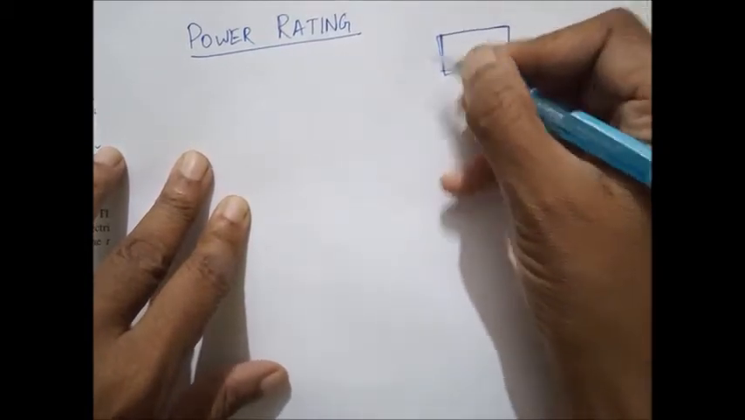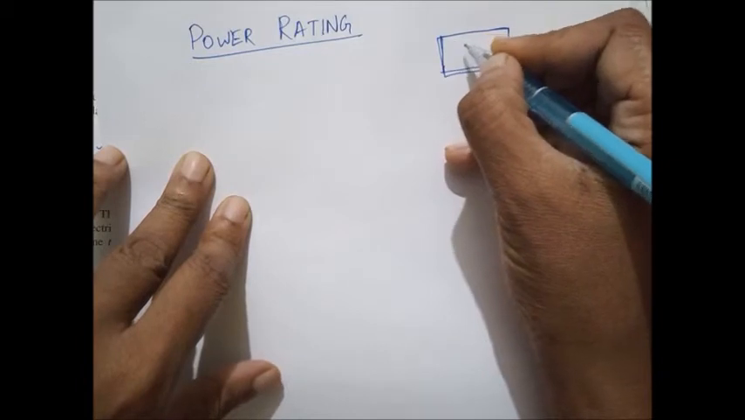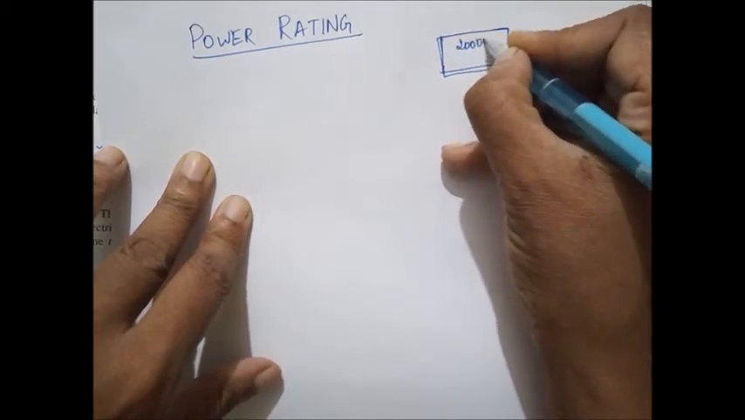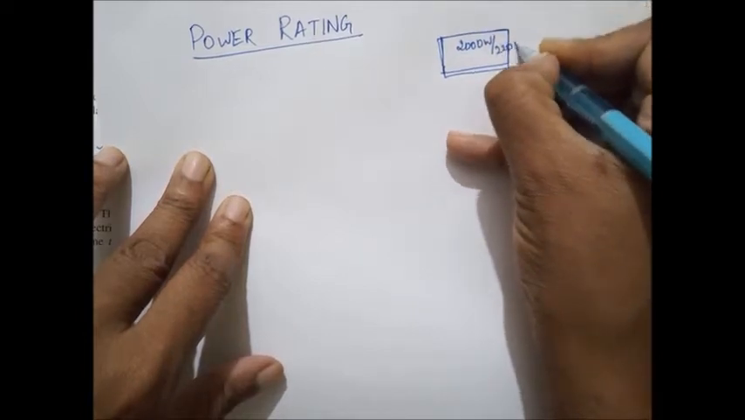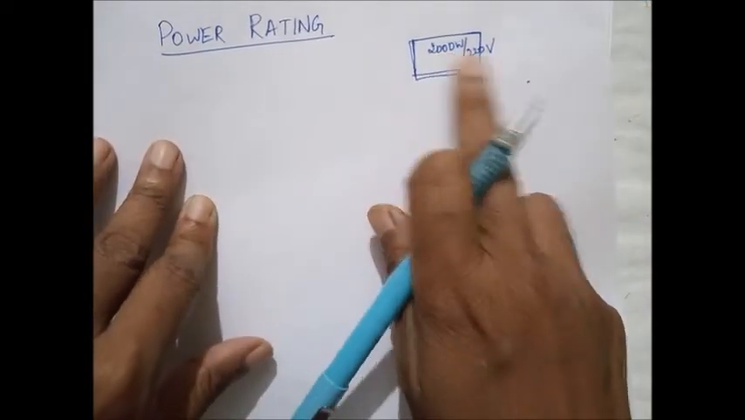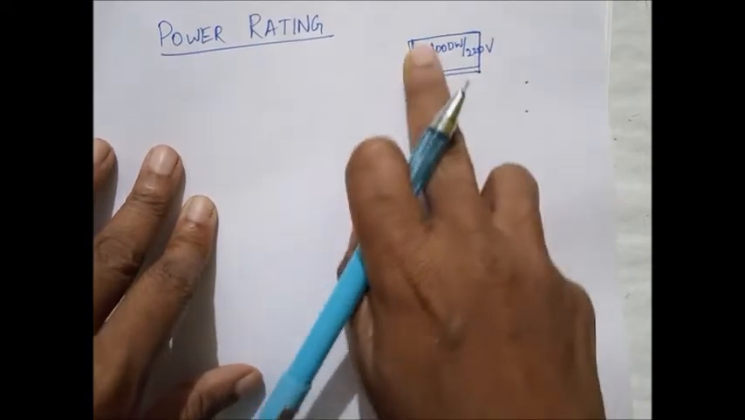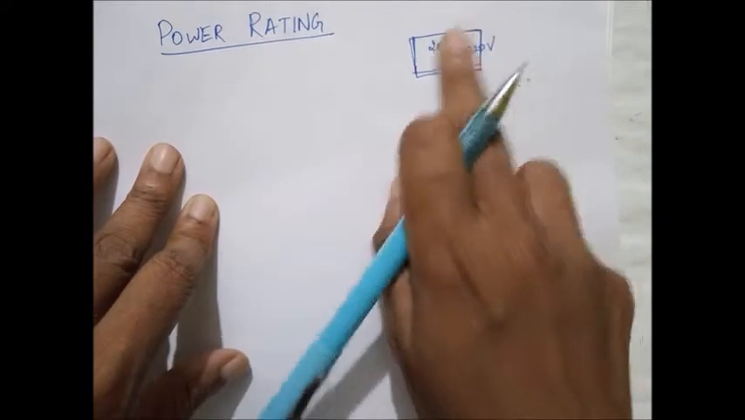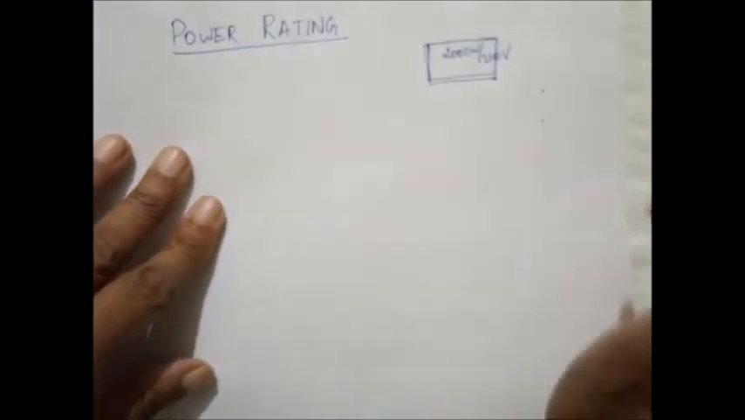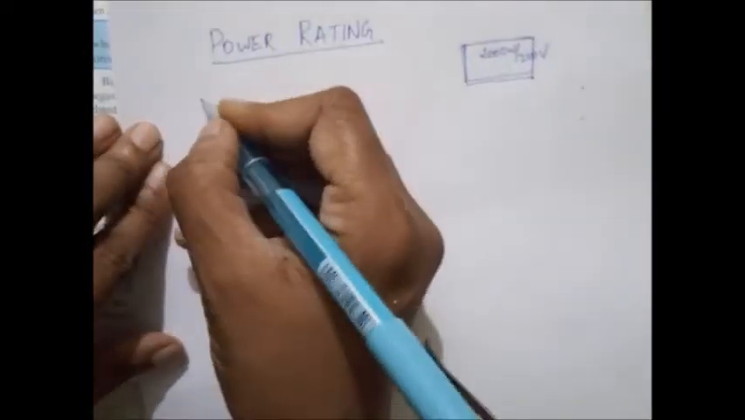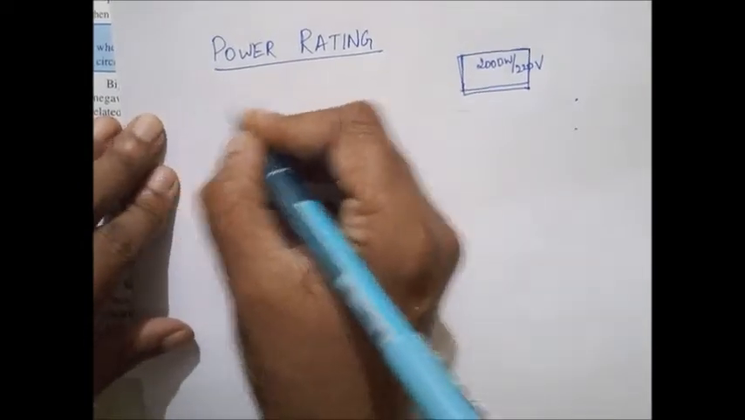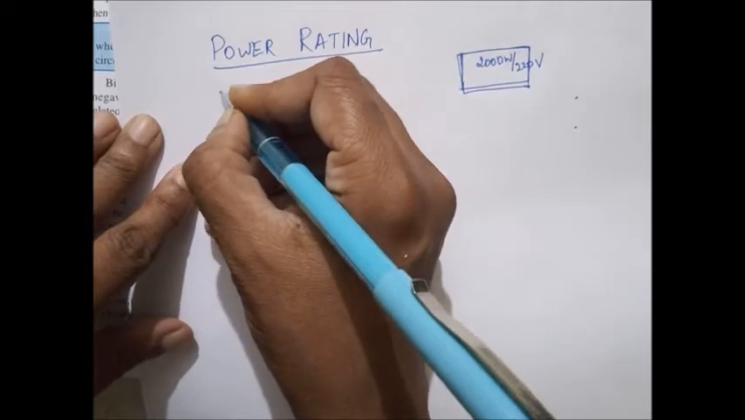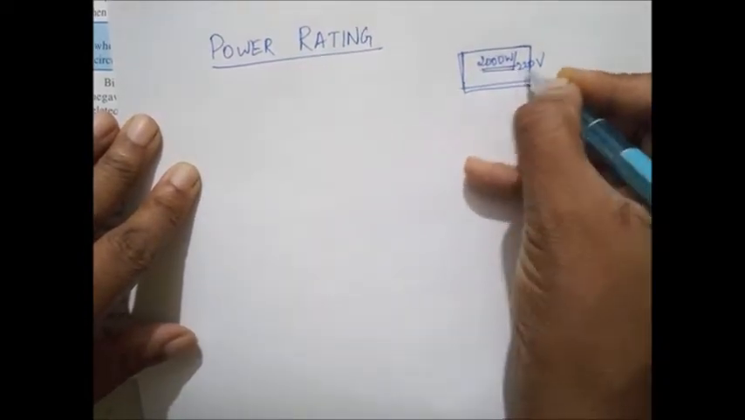In this, two main pieces of information will usually be given: 2000 watt, 220 volt. This information is called the power rating of the appliance. Power rating means every appliance will be provided with a particular power and voltage. This is power and this is voltage.